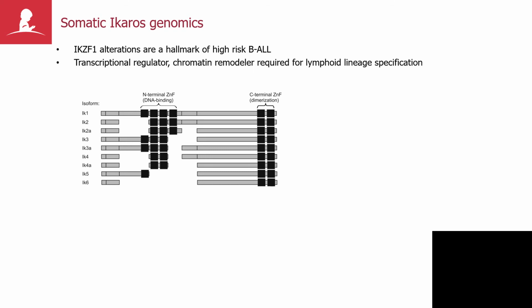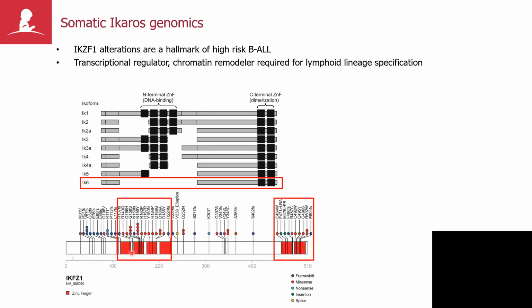So Ikaros is a transcriptional regulator. It remodels chromatin. It's required for the development of all lymphoid lineages. And the main types of alteration as somatic events in Ikaros are shown here. We commonly see deletions, particularly a focal deletion that removes the N-terminal DNA binding domain of Ikaros. And we also see a number of point mutations as somatic events, typically clustered in the DNA binding domain here, or in the dimerizing domain as shown here.